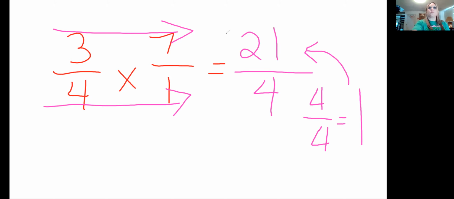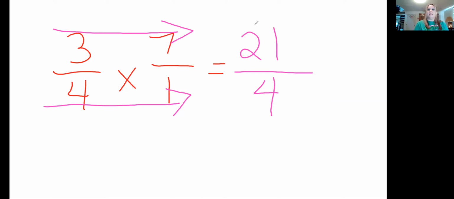Anyhow, we can't leave it that way. I mean, we could, but we don't want to. We want to change it into a mixed number. So how do we do that? We divide, my friends. This is why learning long division was so important, so that we could apply it to fractions. So here we go.